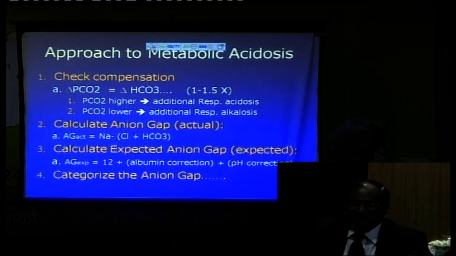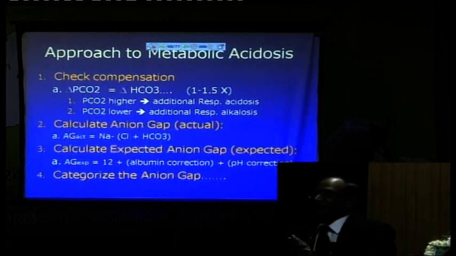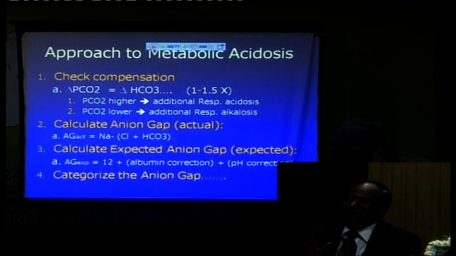Don't get confused by that slide. Look at me for a minute. This is compensation people find difficult to remember. Very simple. Start with thinking that metabolic acidosis, what happens? Bicarbonate falls. So whatever the bicarbonate falls by from 24, PCO2 will fall by the same amount in metabolic acidosis. So bicarbonate from 24 becomes 20. It has fallen by 4, PCO2 will also fall by 4, from 40 it will become 36.